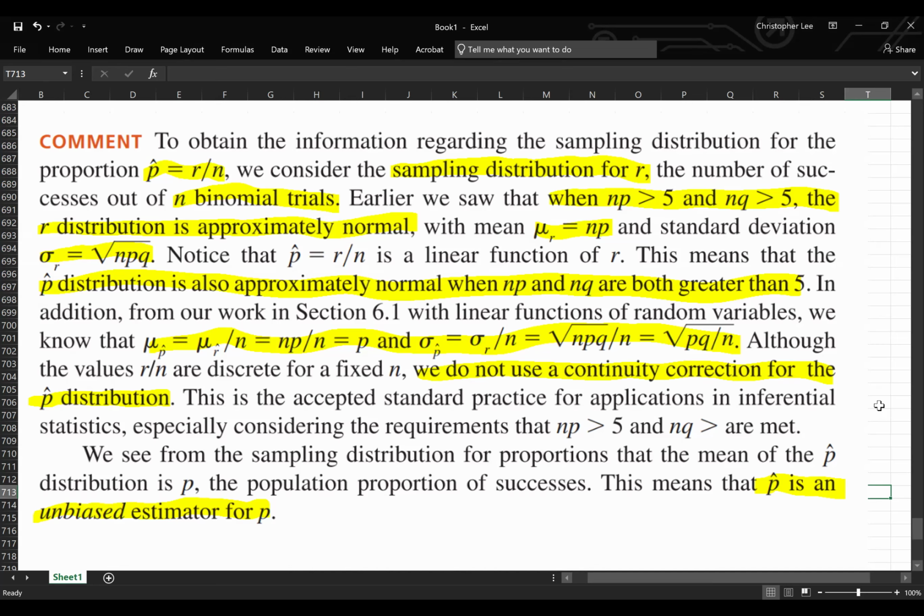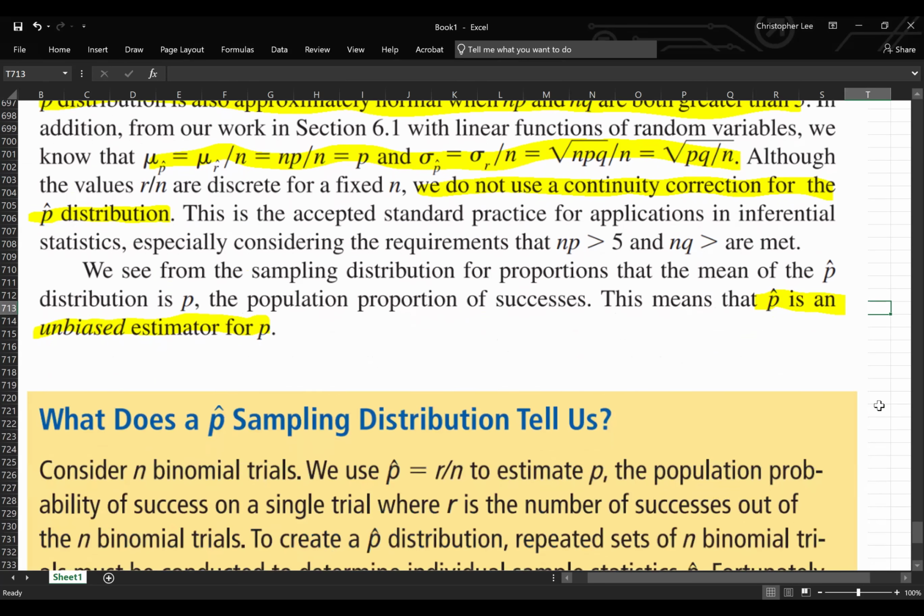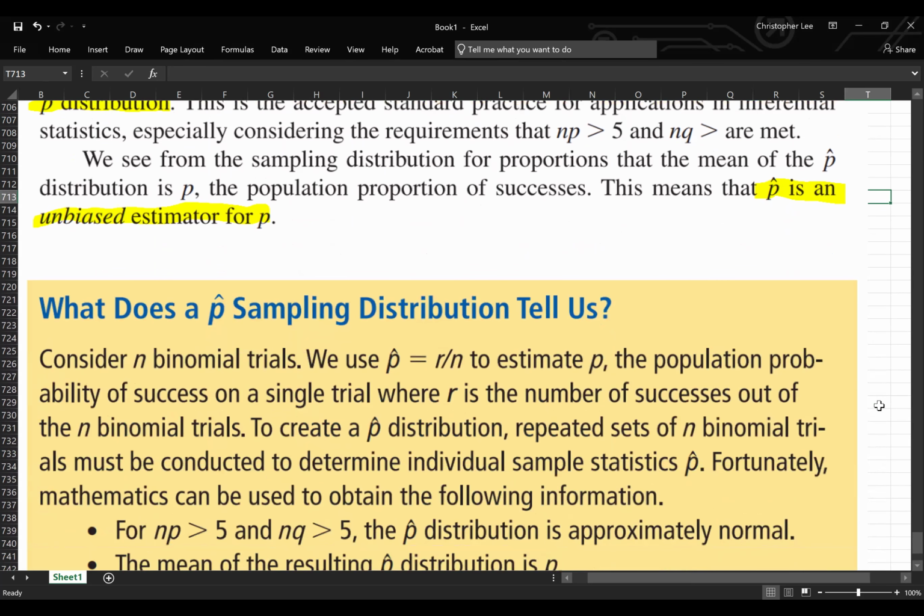We see from the sampling distribution for proportions that the mean of the p hat distribution is p, the population proportion of success. This means that p hat is an unbiased estimator for our p, for our probability. So what does the p hat sampling distribution tell us? Consider n binomial trials.